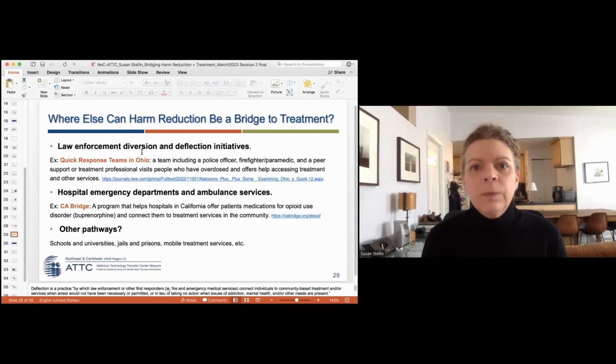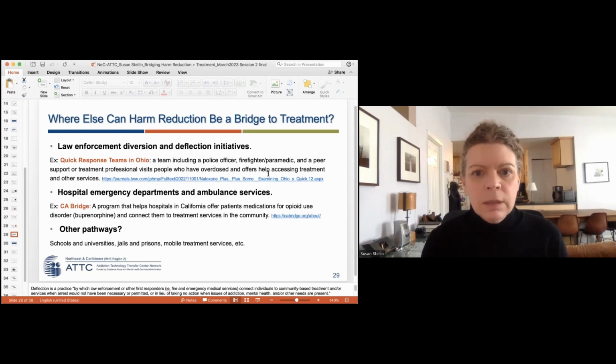So we can focus a lot on syringe service programs, but thinking about other places where harm reduction can be a bridge to treatment. Increasingly, one example is law enforcement diversion and deflection initiatives. This has been done a lot specifically in Ohio, where they're called quick response teams, responding to people who have overdosed. A team involving some combination of a police officer, firefighter, paramedic, and a peer support or treatment professional might visit people who have overdosed and offer help accessing treatment or other services.